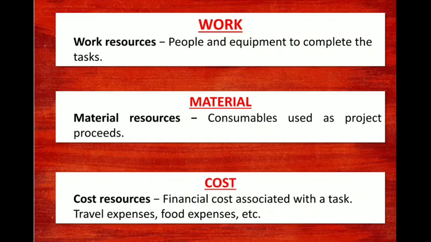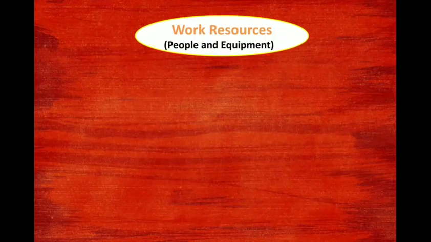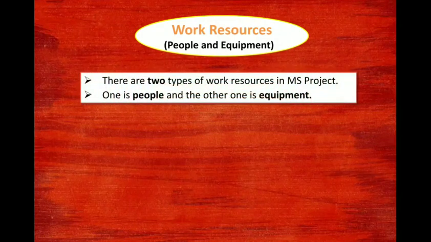Then the cost. Cost resources are the financial cost associated with the task, that is you can give the travel expenses, food expenses. Suppose you're transporting some material from one place to another, that expense, or the lump sum amount on a whole, you can mention. All that will be associated with the cost. Now in detail we'll see each one and the prime importance.